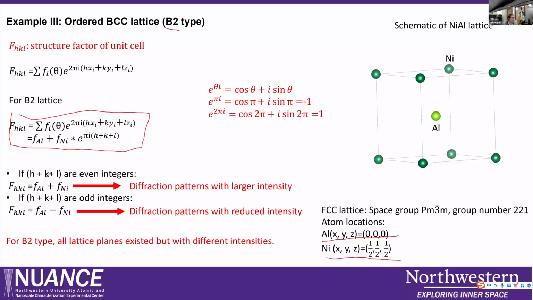If H, K, L, you add them together. If the sum is an even number, you get F of HKL equal to the aluminum scattering factor plus the nickel scattering factor. But if the sum is an odd number, you get this: they are different, they are minus. That's why for the ordered B2 structure, you see some diffraction patterns with very strong intensity, and some are weak.